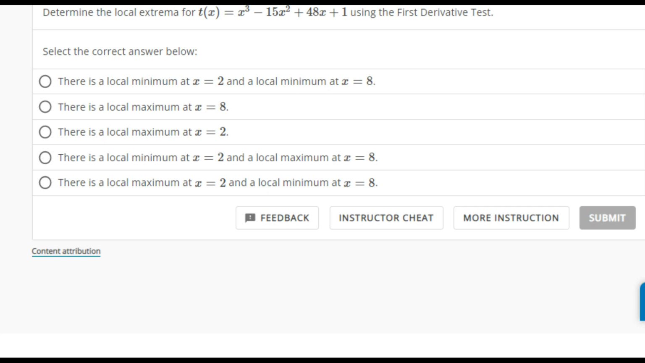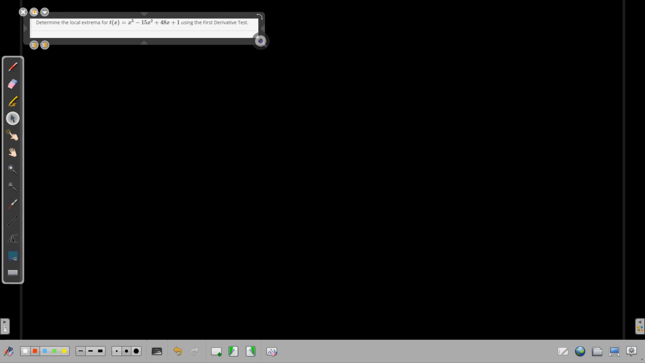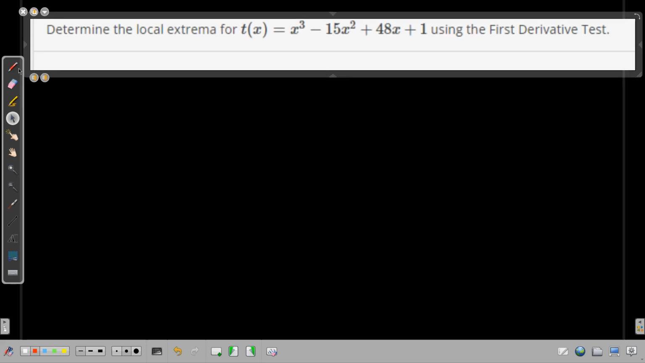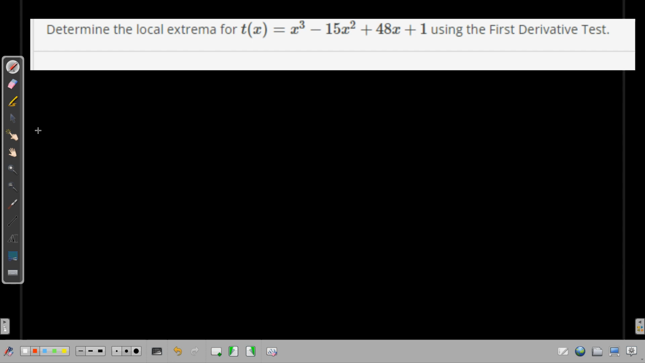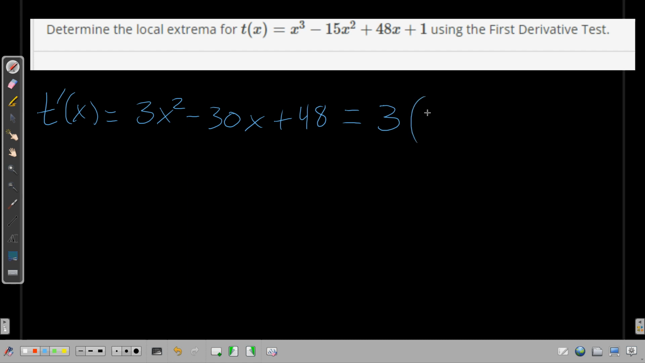Determine the local extrema using the first derivative test. All right. First derivative test is just us taking the derivative, putting it equal to 0, and making that sign chart. So t prime would be 3x squared minus 30x plus 48. It has a GCF of 3, so I'll factor that 3 out, and I'm left with x squared minus 10x plus 16.